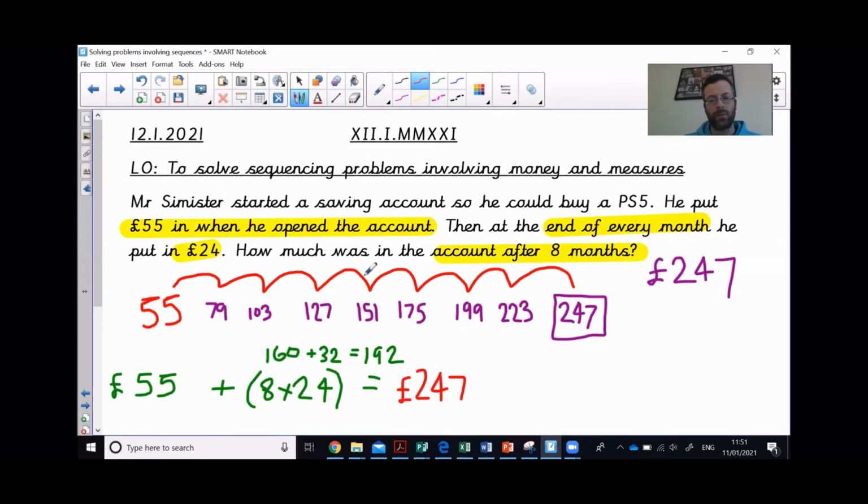Okay, 2 different ways of doing it there. That way is the slower but more straightforward way. This is the quicker way. Okay, so you might have questions that look a bit like this, but I'm expecting to see jottings, Year 6. Lots and lots of jottings.